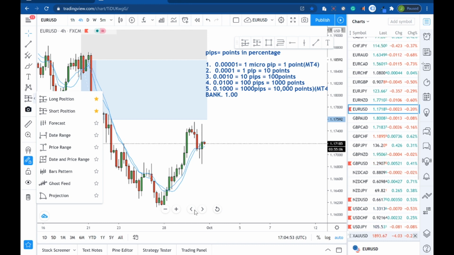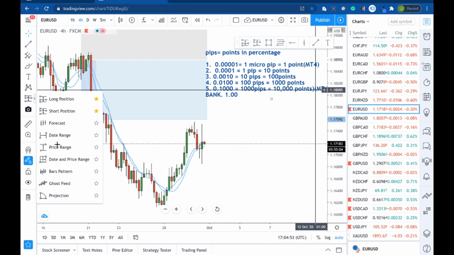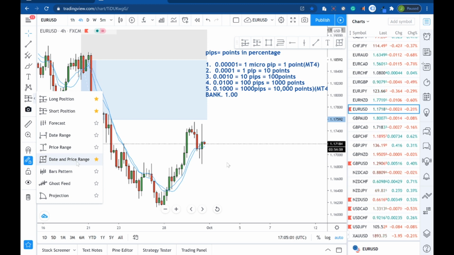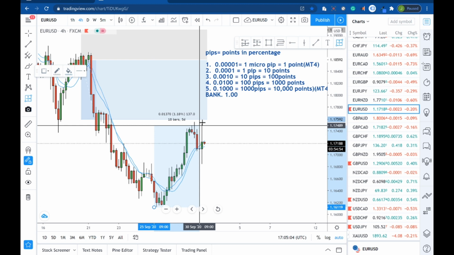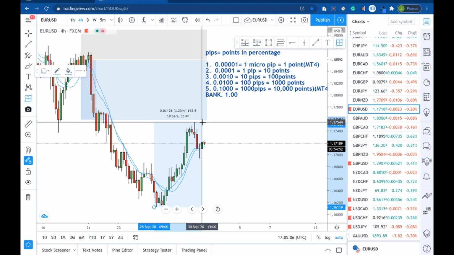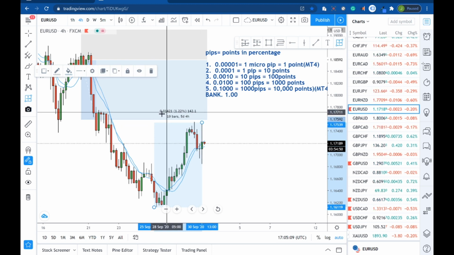Okay, so let's check out this tool, which is date and price range. If we click on this and we go from the bottom of this structure here, just for example, to the top, it tells me the exact movement.